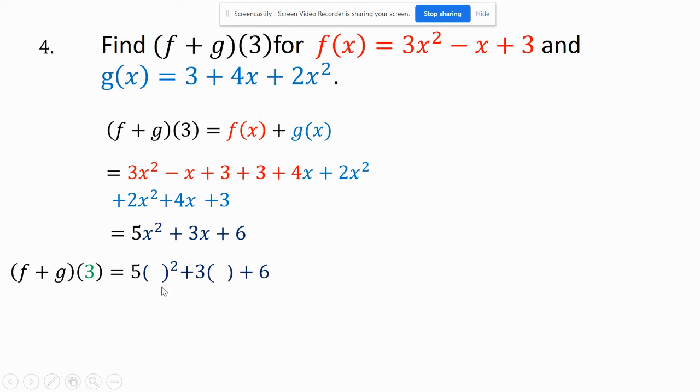And now I would take this equation and plug in the 3. 3 squared is 9. 3 times 3 is 9 plus 6. 5 times 9 is 45 plus 9 plus 6. And notice both answers give me 60, but I think it's easier to plug it in here. There's more chances to make mistakes when you use this particular method here.